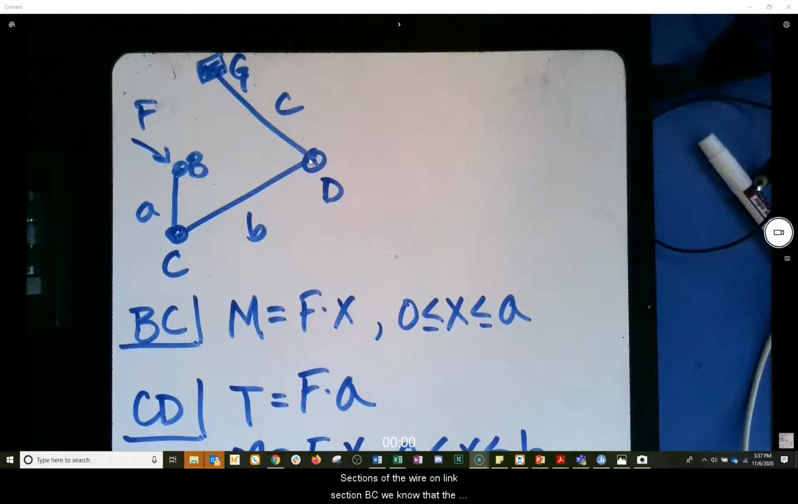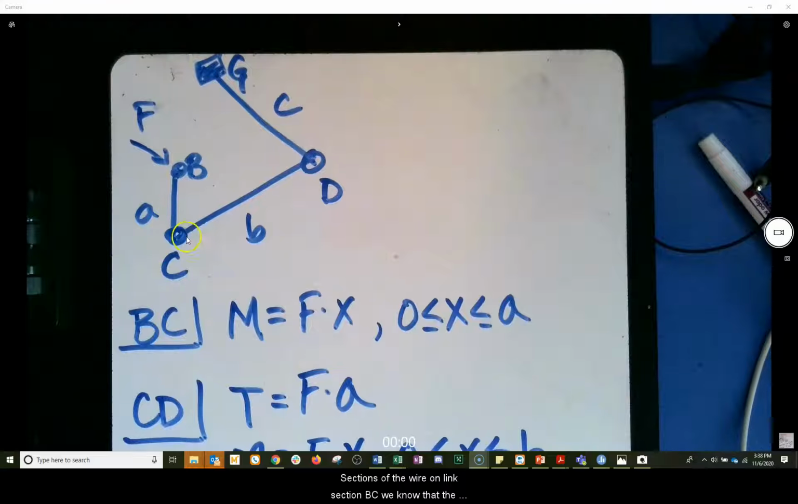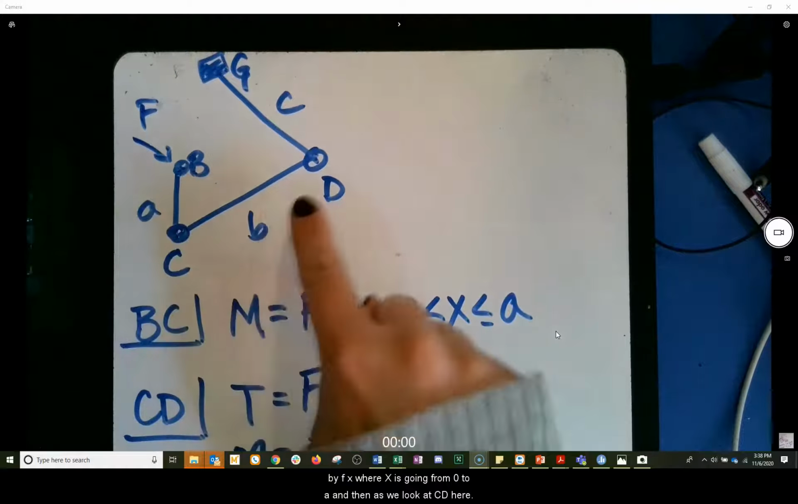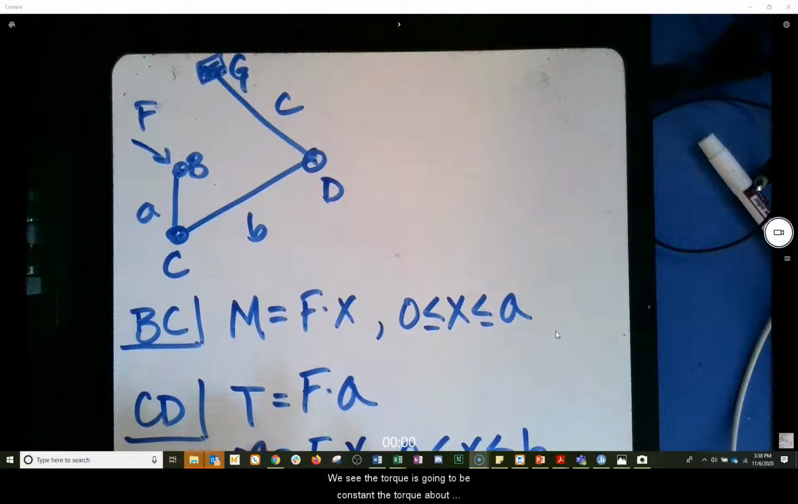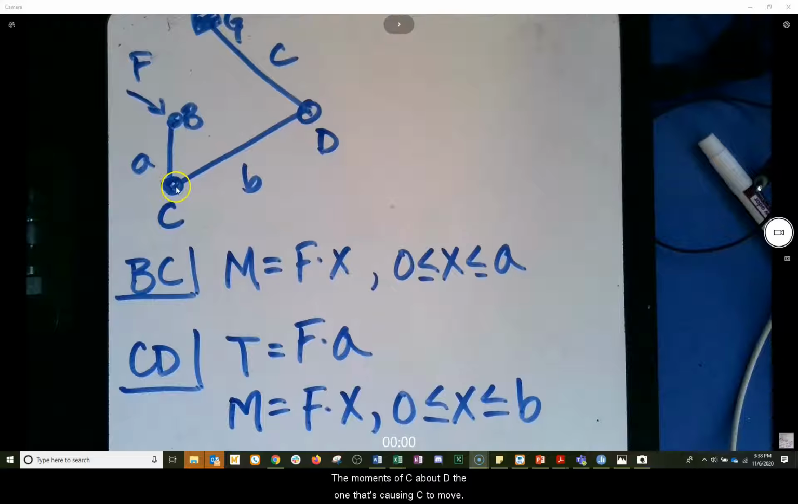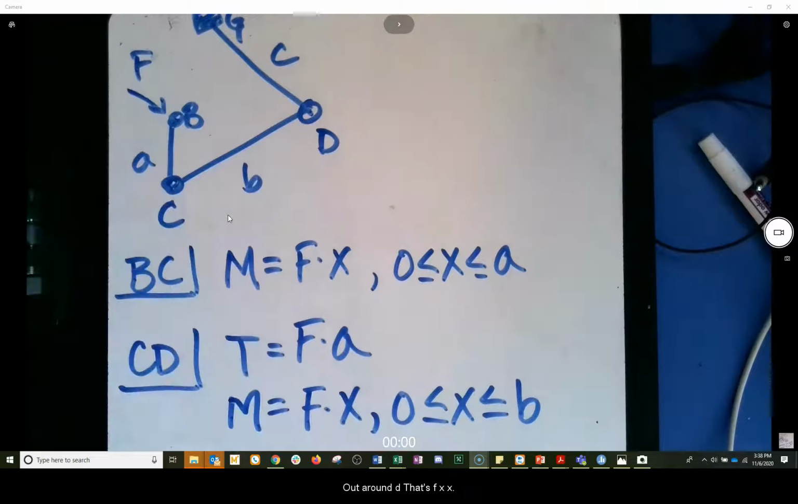As we're analyzing these sections of the wire, on link section BC, we know that the moment is going to change starting from B going to C by Fx, where x is going from 0 to A. Then as we look at CD, the torque is going to be constant and equal to F times the length A. The moment of C about D, the one that's causing C to move out around D, is F times X, where X goes from 0 to B.